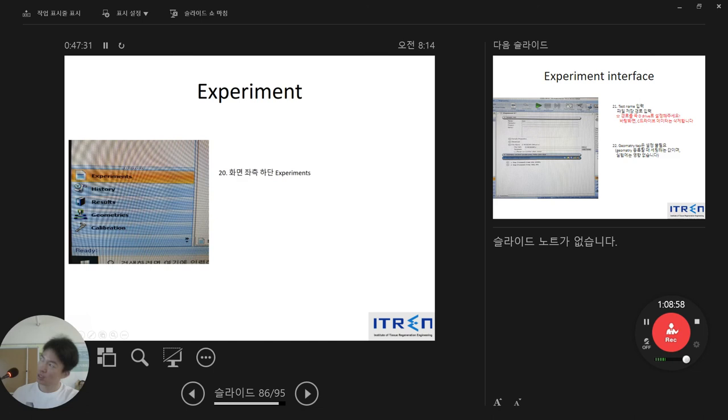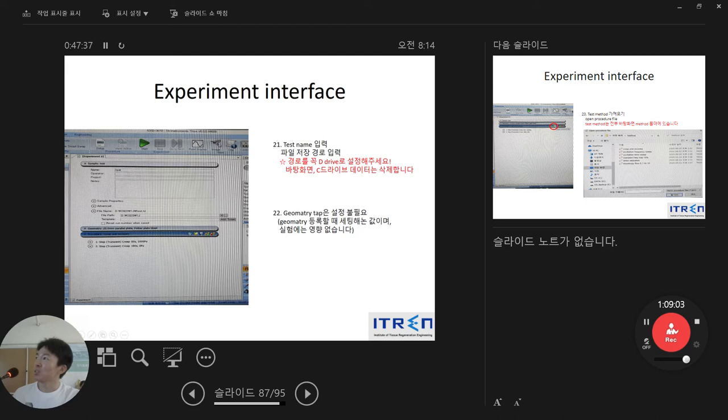And now the experiment. You save the test in D drive. Okay, all of the results in C drive we delete. D drive is only for memorizing it. And then no need for the geometry tab setup. So for the sample test, you determine the file path in D drive, and then you make your own folder.